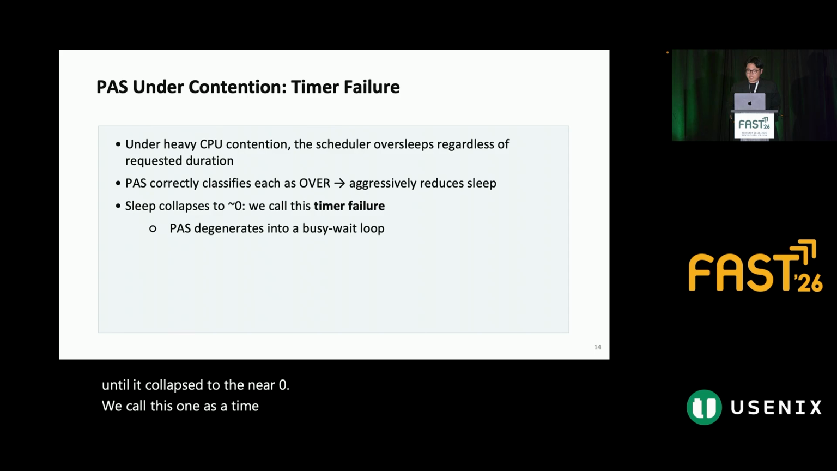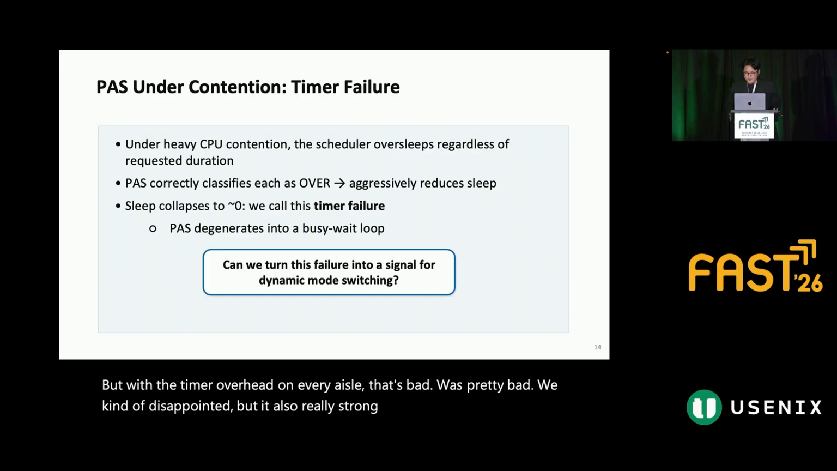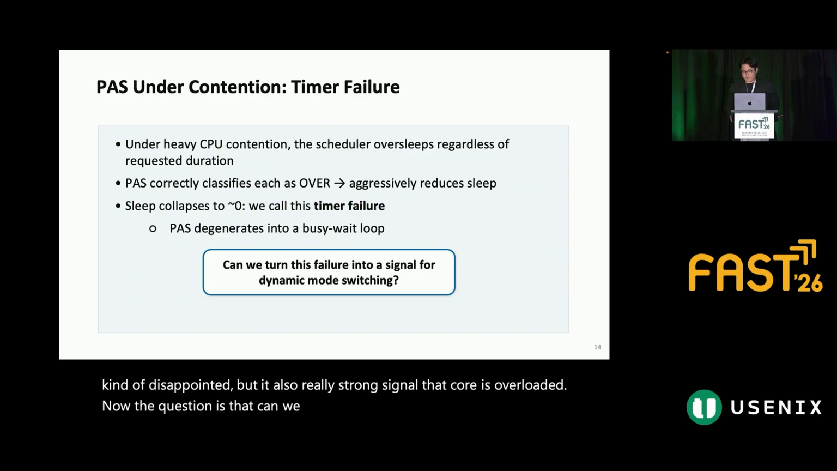At that point, PAS degenerates into busy polling, but with the timer overhead on every I/O. That's bad. It was pretty bad. We were kind of disappointed. But it's also a really strong signal that the core is overloaded. Now the question is, can we use this failure as another signal for another chance?